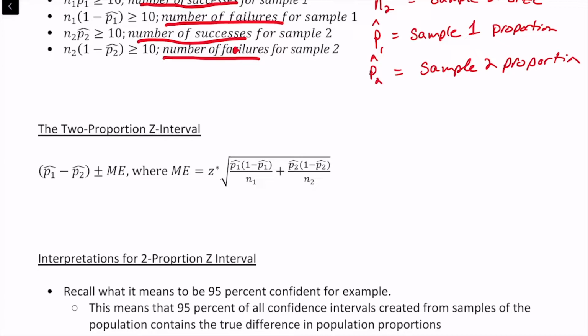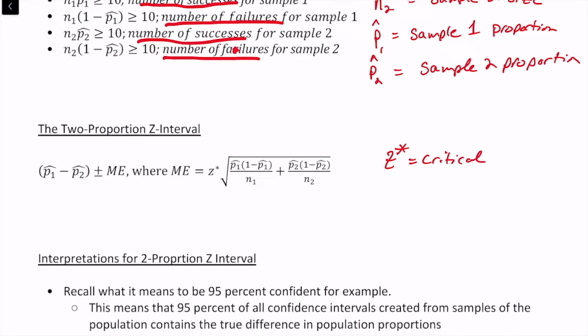So what's the two proportion Z interval? We start off by taking P1 hat minus P2 hat. That's the center of our interval, called a point estimate. We take that, and then we add and subtract the margin of error. I'm not going to lie to you, this margin of error is a nasty little formula. What you do is you take Z star. Remember, Z star is our critical Z-score.